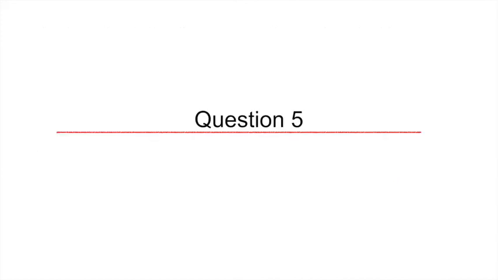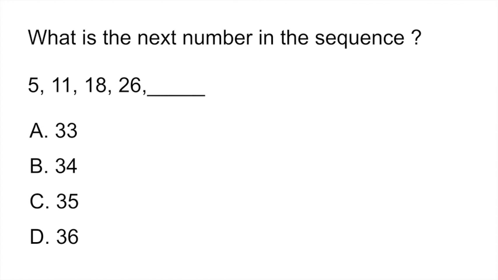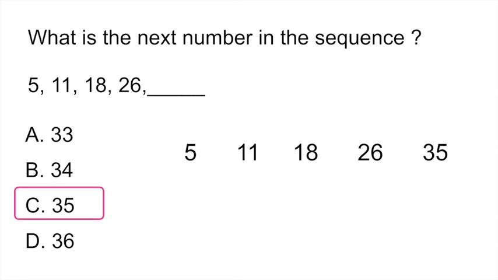The final question looks at figuring out patterns or sequences. So it asks you, what is the next number in the sequence 5, 11, 18, and 26? All right, so if we look at these numbers, what you would do is try to figure out if there's a pattern between each of the numbers. So to go from 5 to 11, you would add 6, right? And then to go from 11 to 18, you would add 7. And to go from 18 to 26, you add 8. So that's the pattern. It increases by one each time. So then the number after 26 would be 35 because you have to add 9.